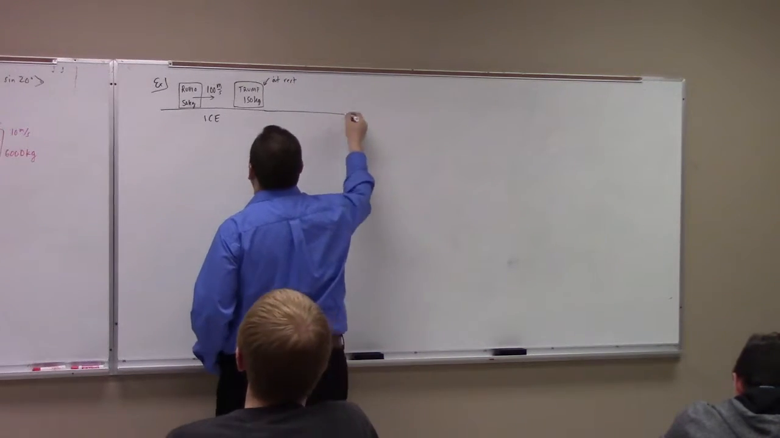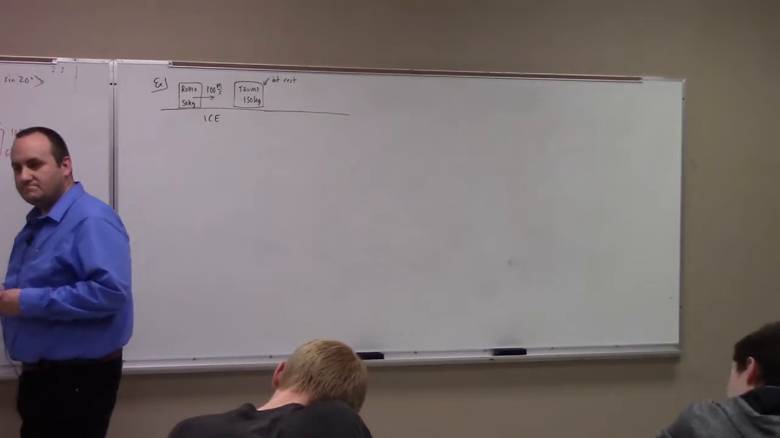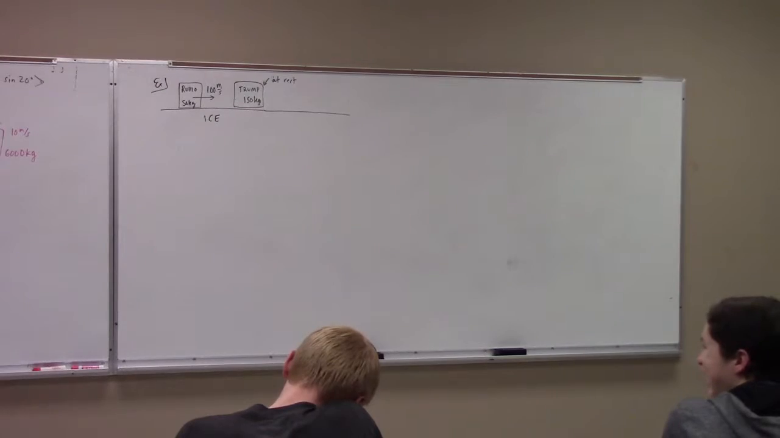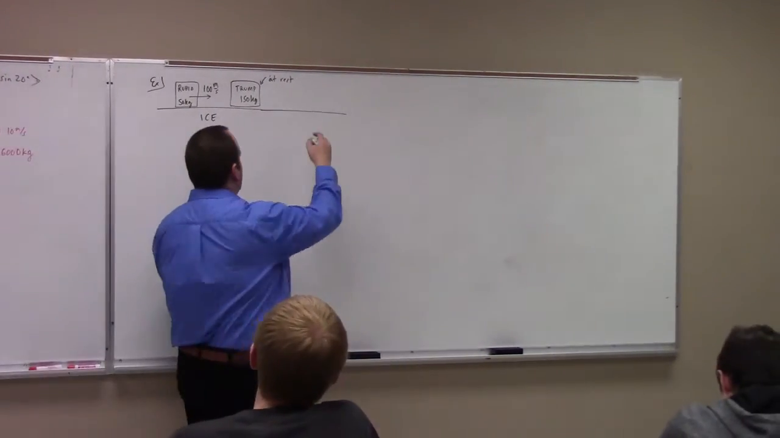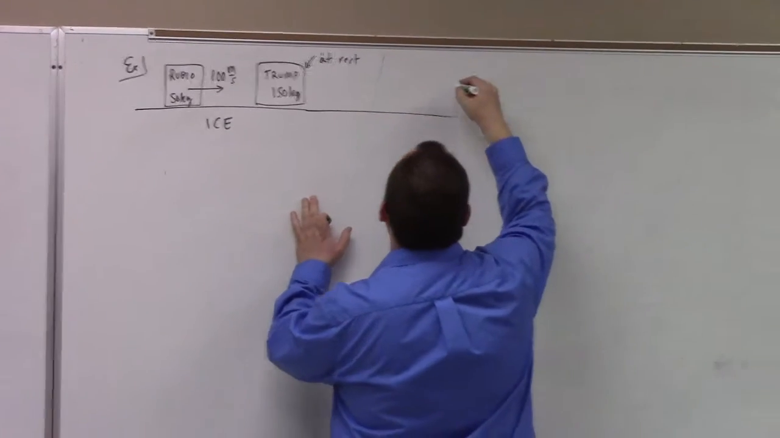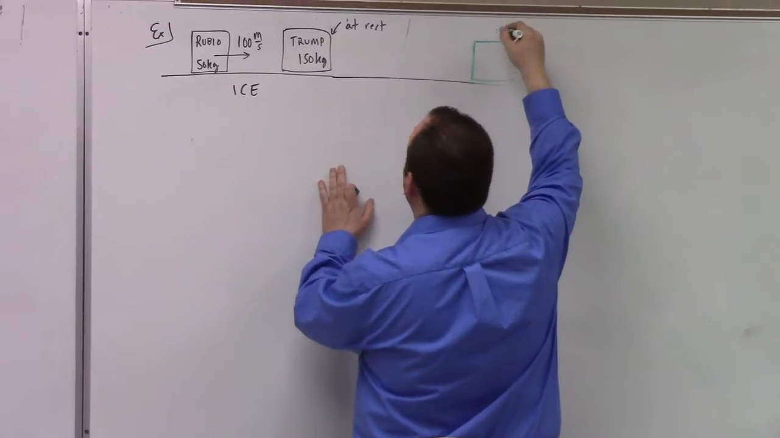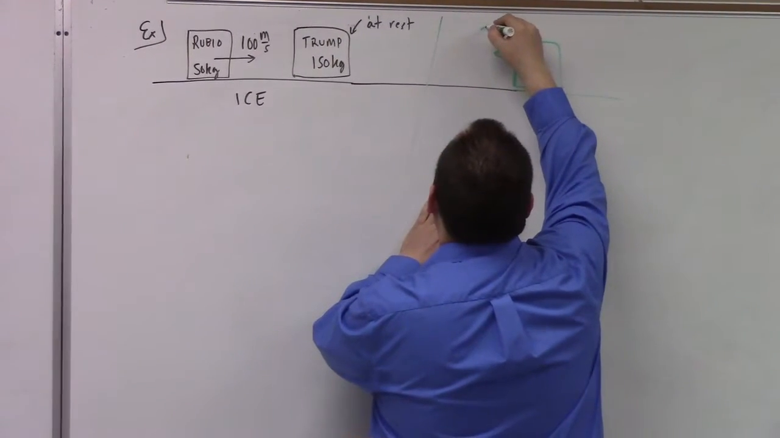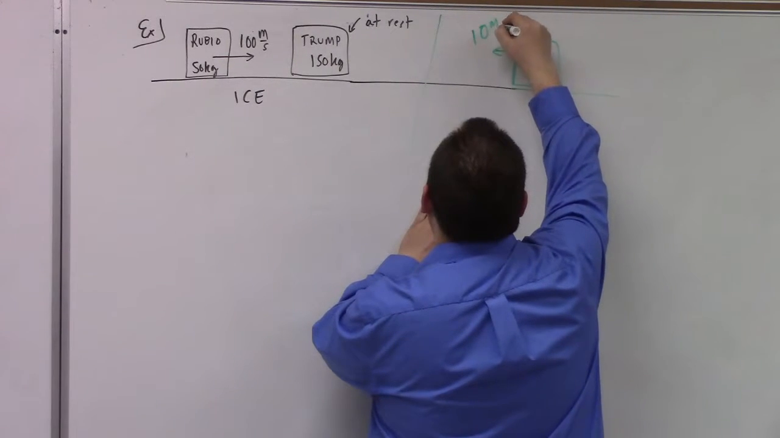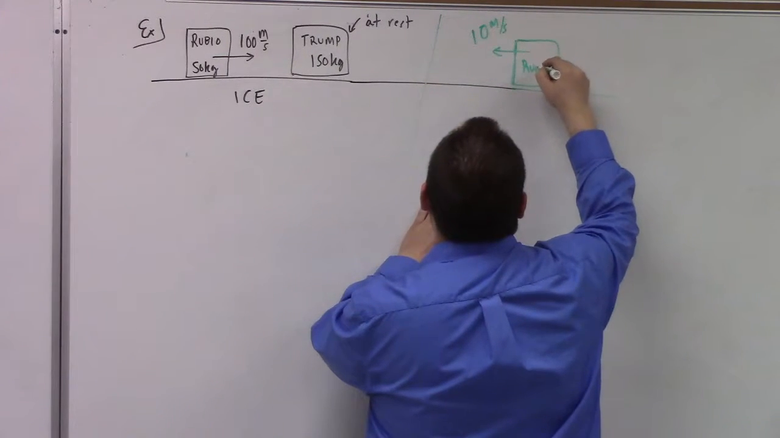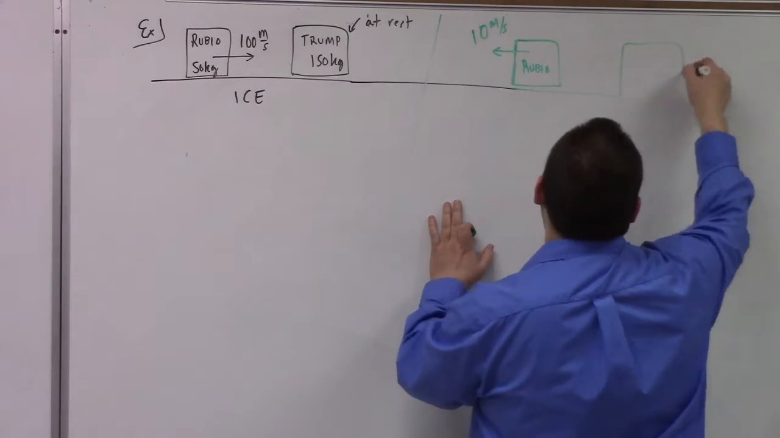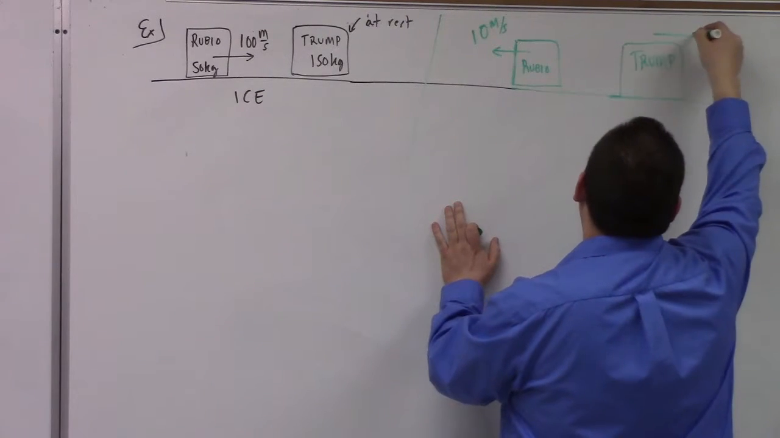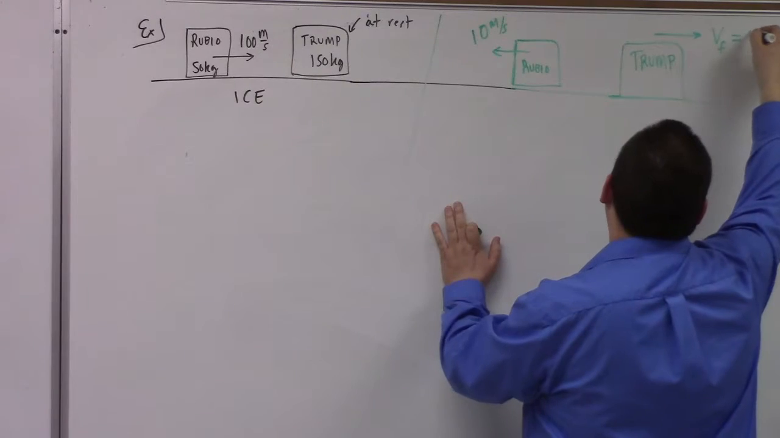All right. So afterwards, what happens? Actually, let's not suppose they stick together. Suppose afterwards, Rubio is going this way at, let's say, 10 meters per second. Then the question is, what's the final velocity of Trump?